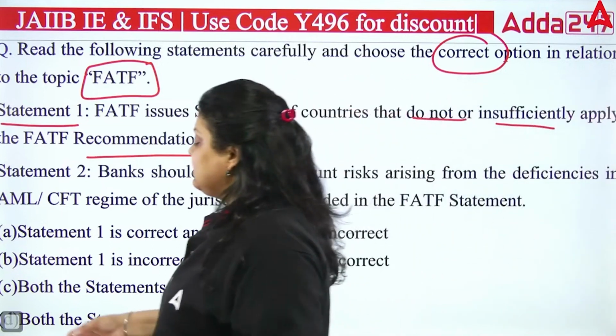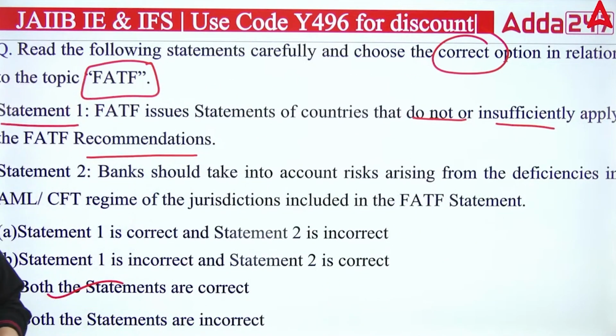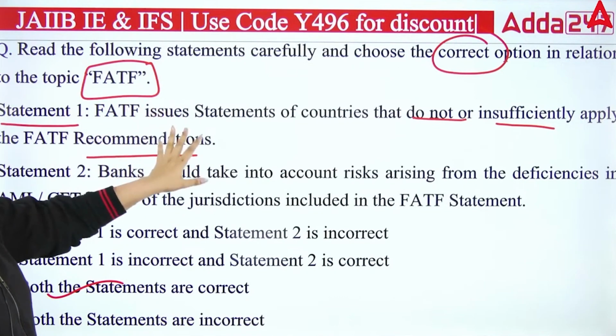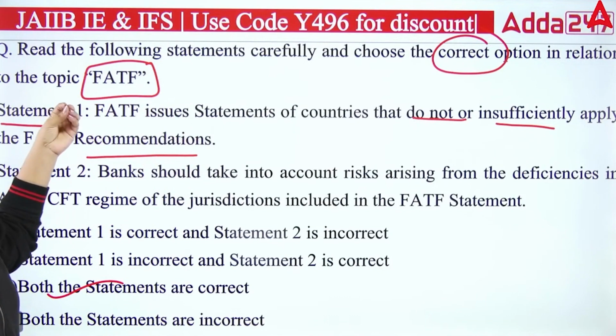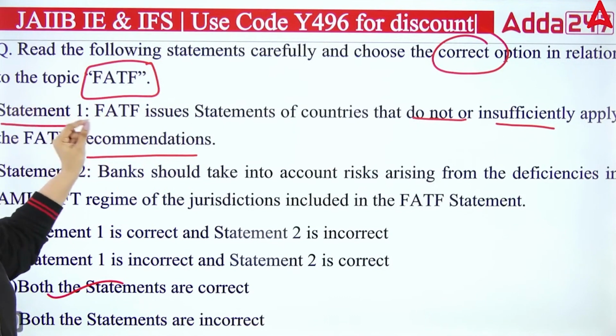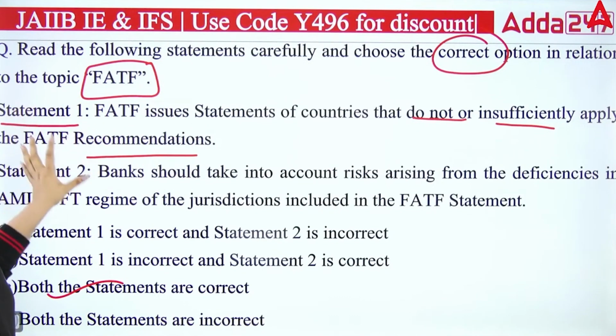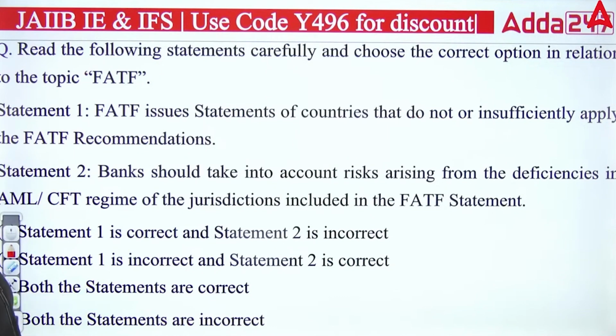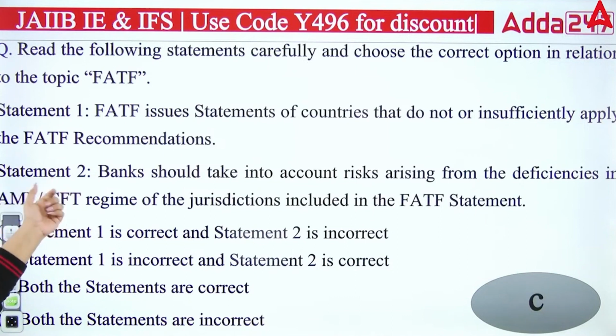And actually the right answer is C. Both the statements are correct here. The names of countries which do not fulfill the recommendations, or are not sufficiently fulfilling them, will be given here. And also the FATF statement tells us about the risk arising from the deficiency in AML CFT design. Okay, so right answer will be your C. Both the statements are correct.